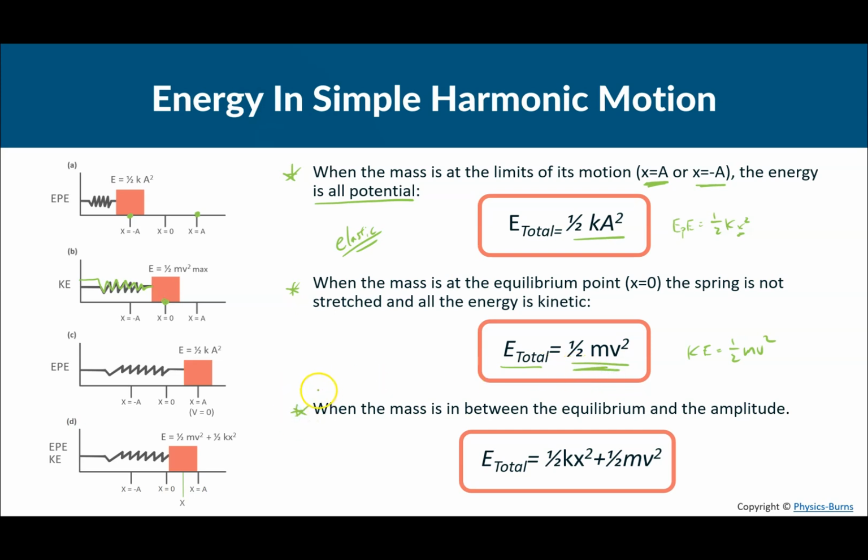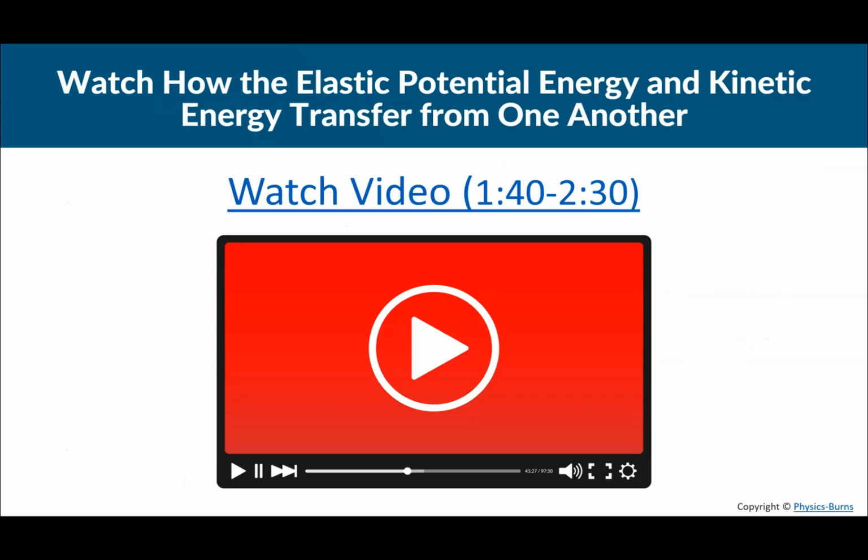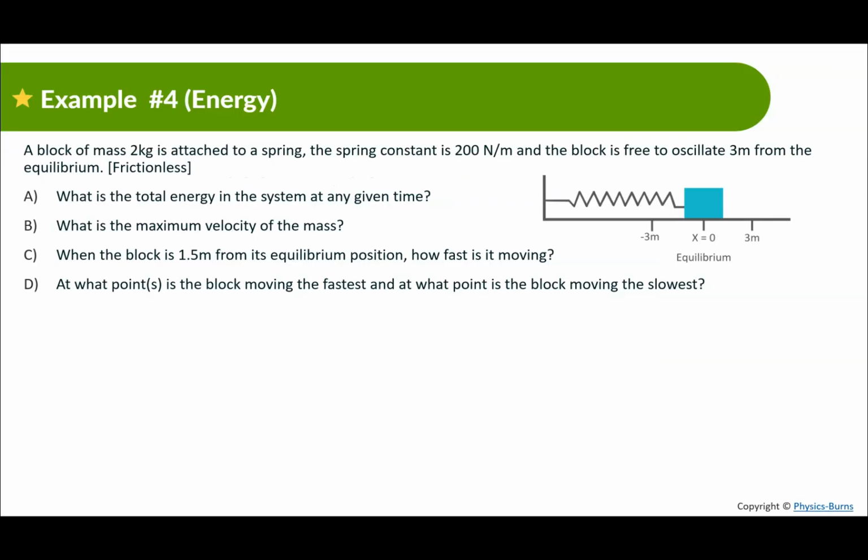When the mass is in between the equilibrium and the amplitude, it is both moving and it is stretched or pulled. So for example, right here, the spring is pulled a little bit, so it has elastic potential energy, and it's moving a bit, so it has kinetic energy. It's not at its amplitude, so we're just going to have x here. But this is what we're going to use when it has both. Okay, we're going to do a few problems with this, so it'll make more sense then. This is a good video to visually see, so I suggest watching it.